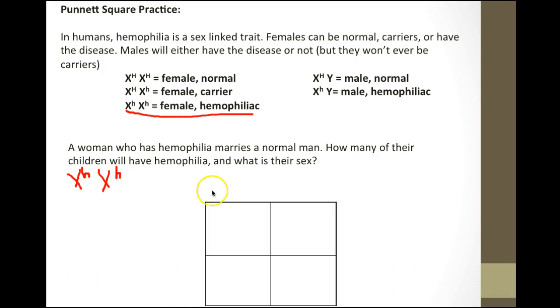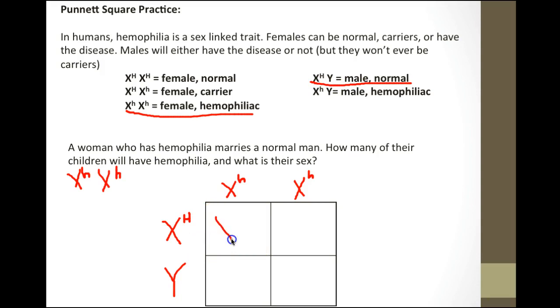So let's actually just put her up here. X little h. It's going to take me a while to write this, so if you want to fast forward and just see my writing, you can do that too. She marries a normal man, so a man definitely is going to be an XY. But then what kind of X does he have? Well, if he's normal, he must have a capital H. And so that's going to be his genotype.